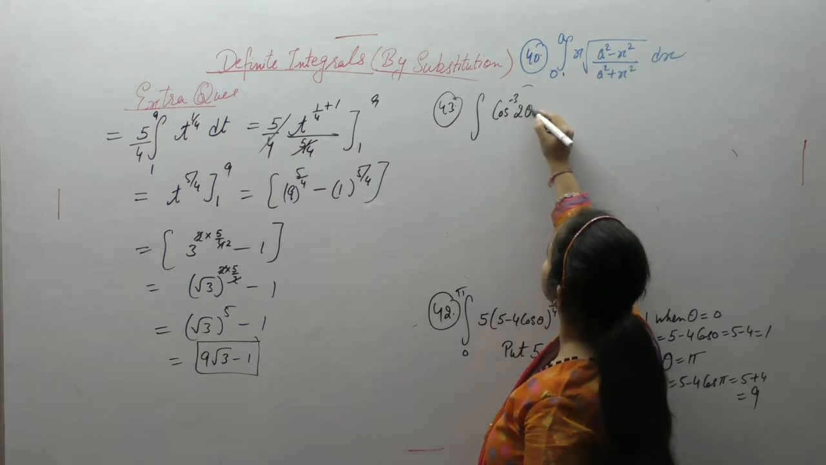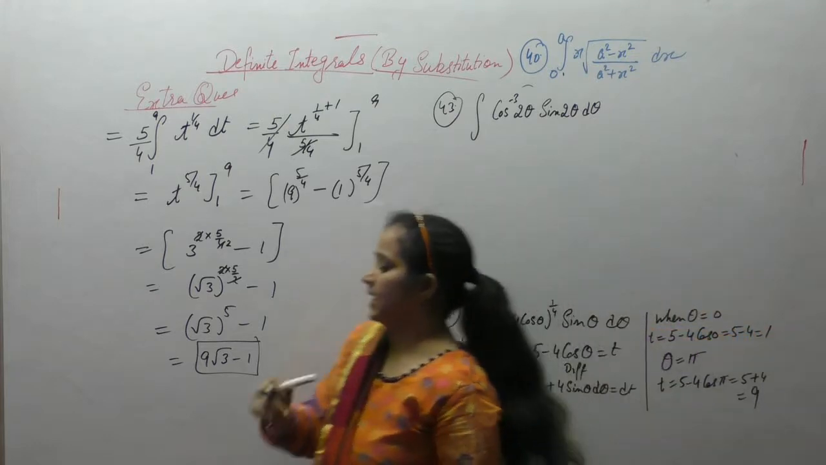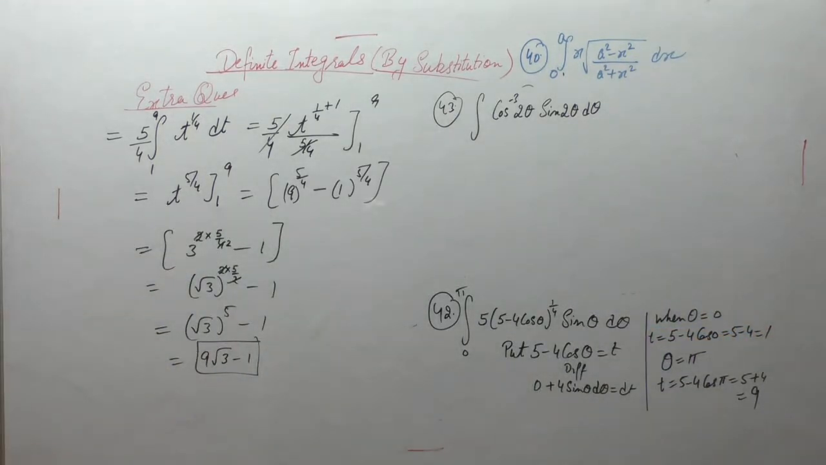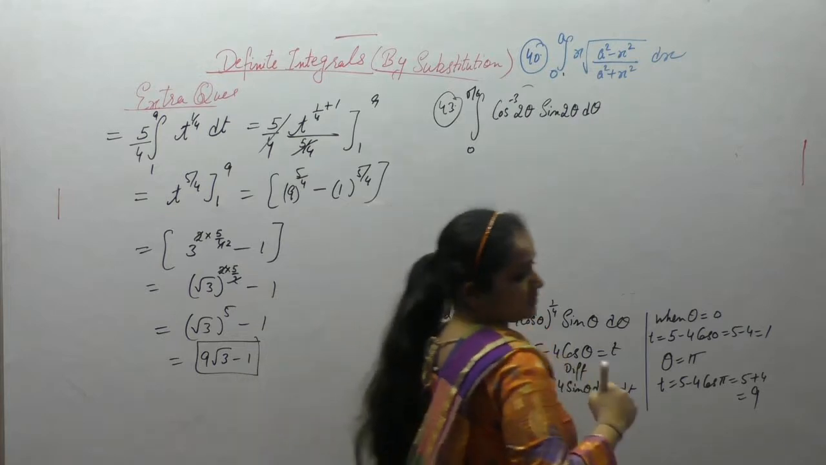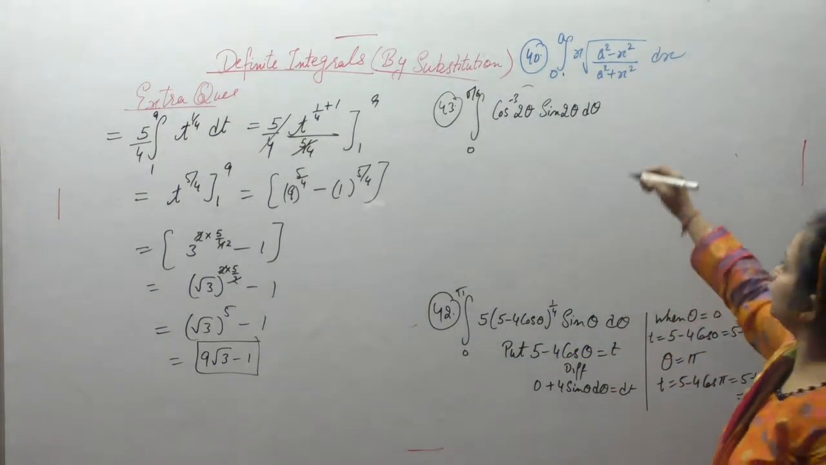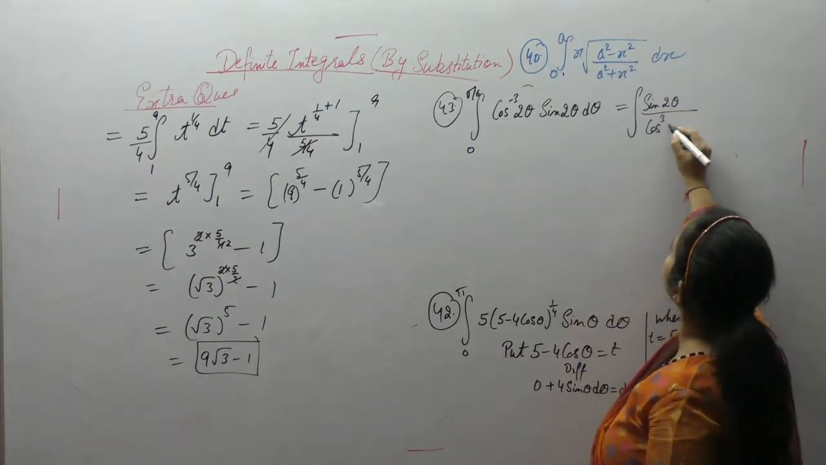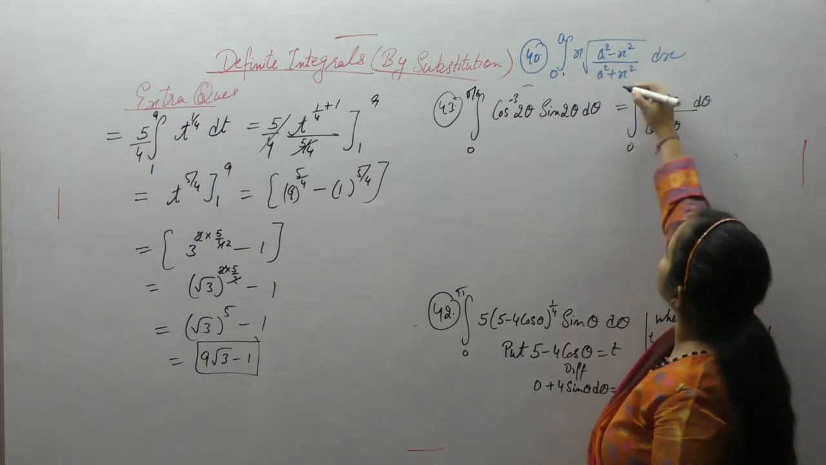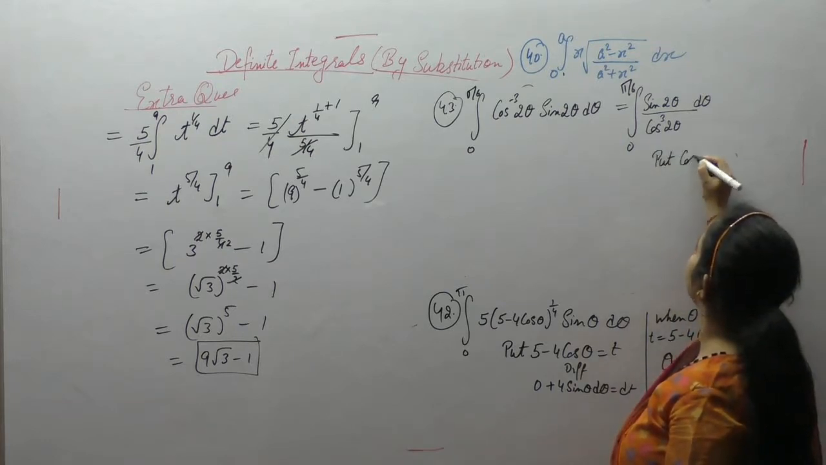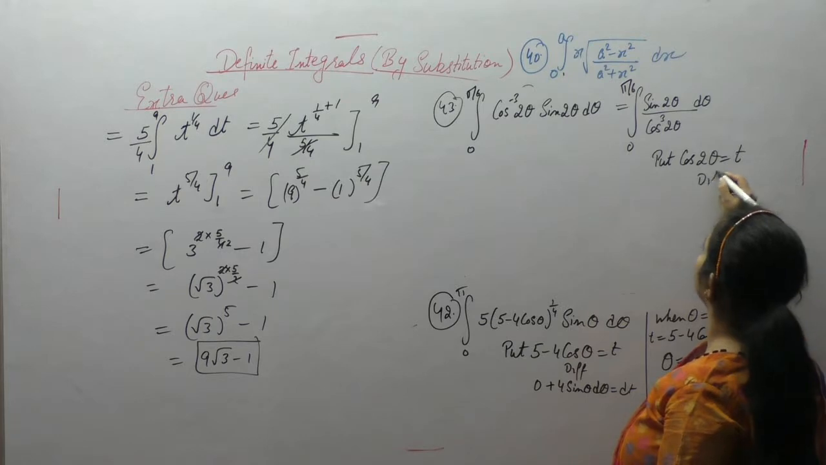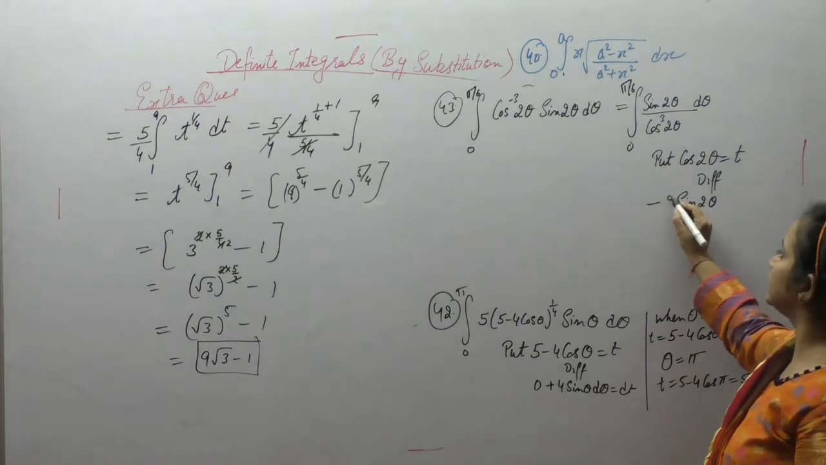Cos of minus 3 2 theta sin 2 theta d theta, and the limit is 0 to pi by 6. First, write the power which is in negative in the denominator. Sin 2 theta upon cos cube 2 theta. Now we have the derivative of cos in the numerator. So put cos 2 theta as t. Derivative of cos is minus sin 2 theta, and derivative of 2 theta is 2.